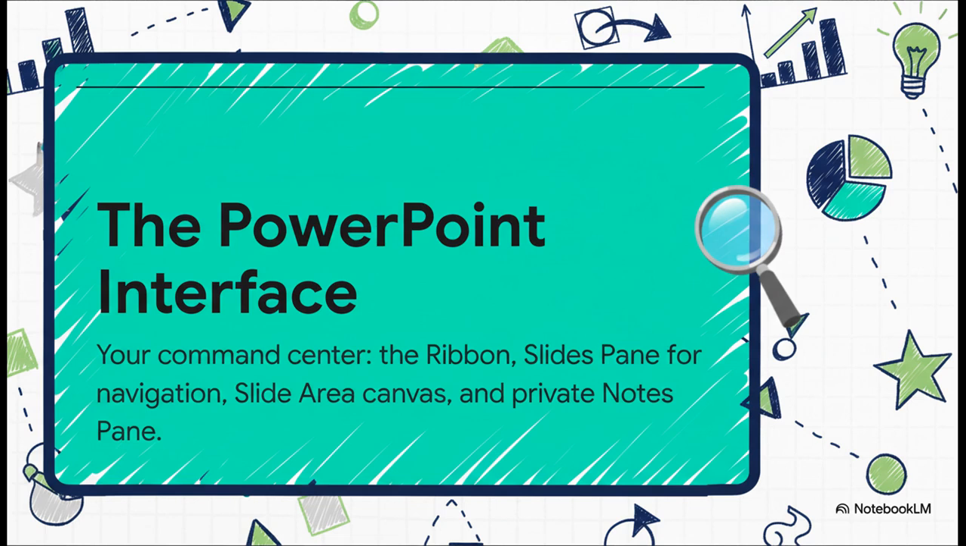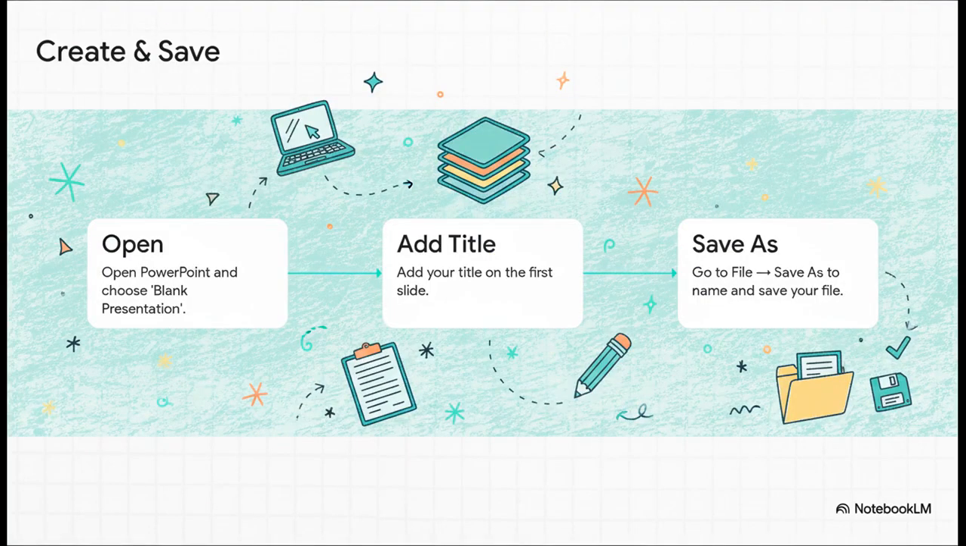Up top, that whole bar of tools, that's called the ribbon. On the left, you've got the slides pane. That's kind of like your table of contents, where you can see all your slides at once. The big space in the middle, well, that's your canvas. And that little section at the bottom, that's the notes pane, your own private teleprompter. Super useful.